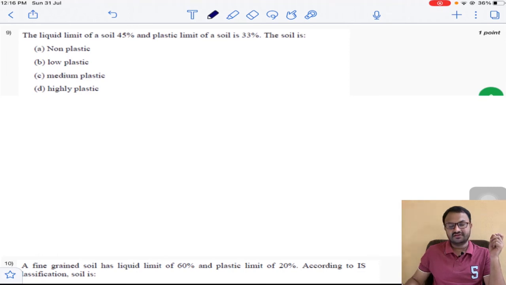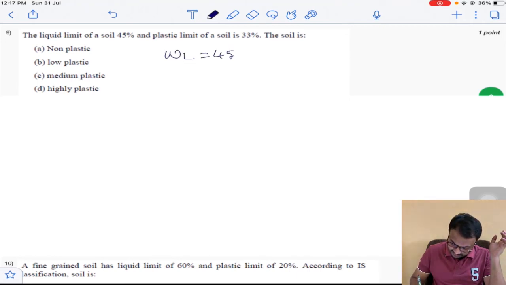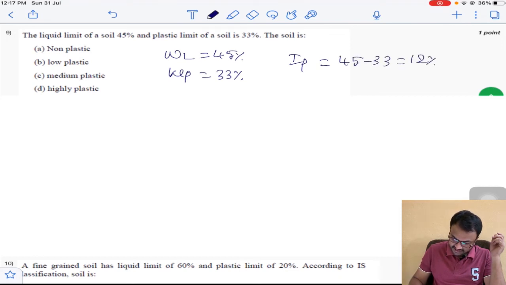So it is a direct question. This type of question will be asked for 1 mark in the GATE exam. Okay. He has given the liquid limit of a soil as 45% and plastic limit of the soil as 33%. So from this expression we can get the plasticity index, right? How much? Liquid limit minus plastic limit, that is 45 minus 33, which is 12%.